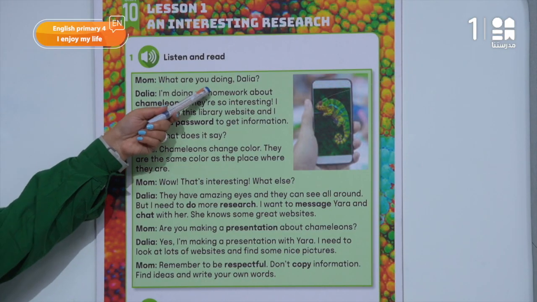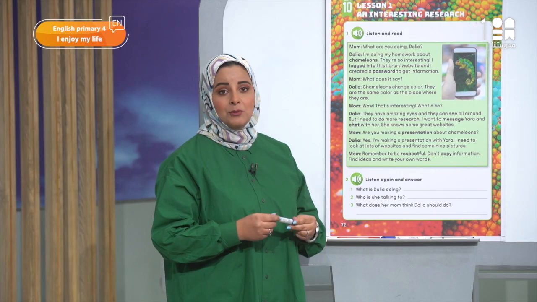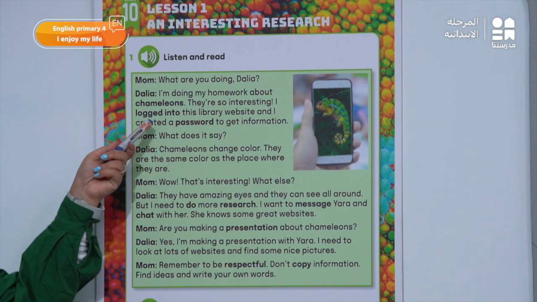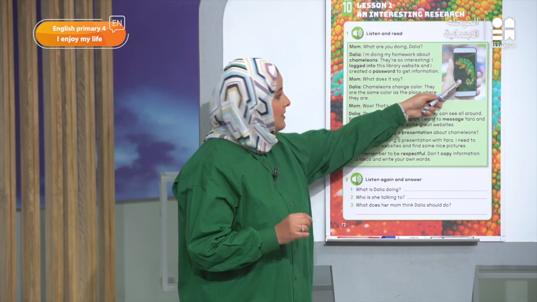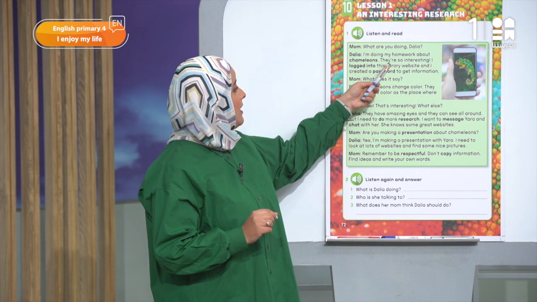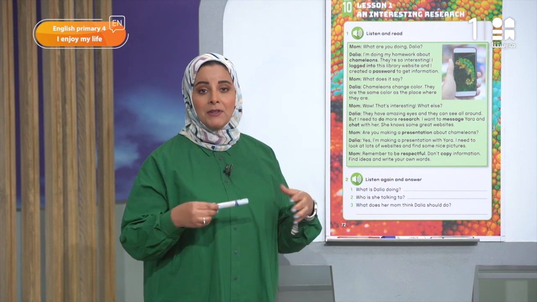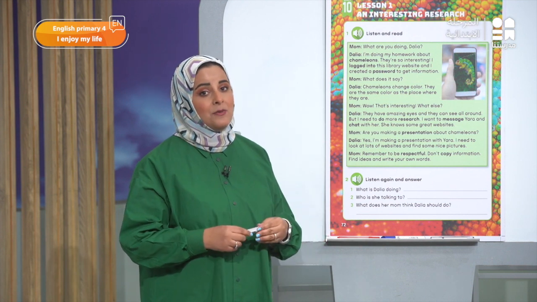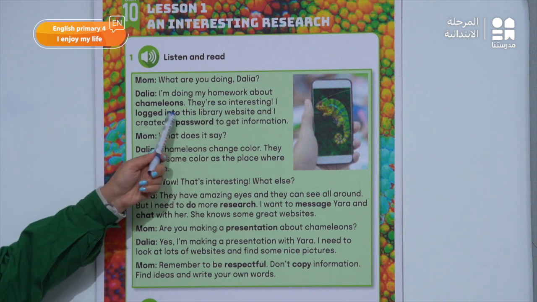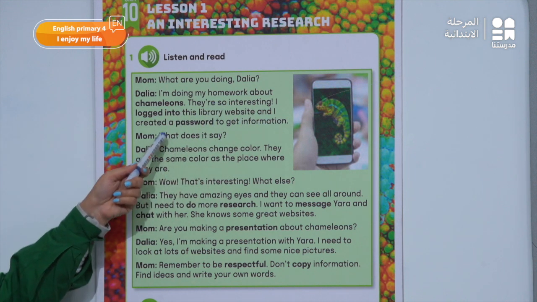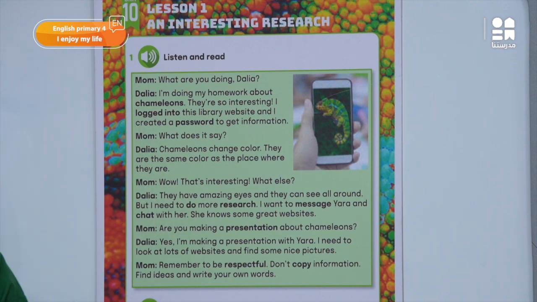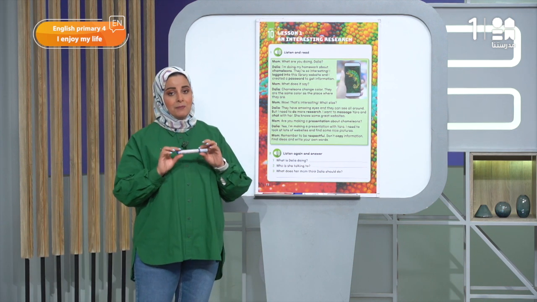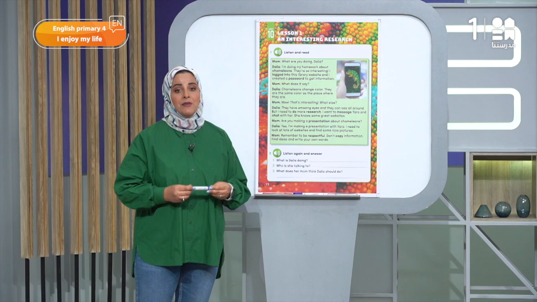Mom, what are you doing, Dahlia? Mom is asking Dahlia, "What are you doing?" Dahlia said, I am doing my homework about chameleons. We agreed that this picture is a picture of the chameleon. They are so interesting. Dahlia wants to know information about the chameleon, and she feels this information will be useful and very interesting for her. I logged into this library website and I created a password to get information. So to get the information, what did she do? She entered a website and created her password, she put a password so she could get information about the chameleon.